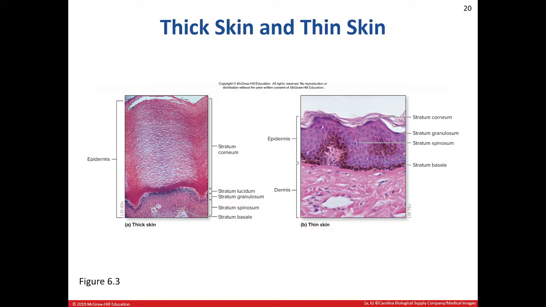All right, here you can compare thick skin and thin skin. Over on the left, you can see the thickness of the stratum corneum. It's enormous. That's why we call it thick skin. On the right, you can see the thickness of the stratum corneum, and it's really quite thin. Right, that outermost layer.